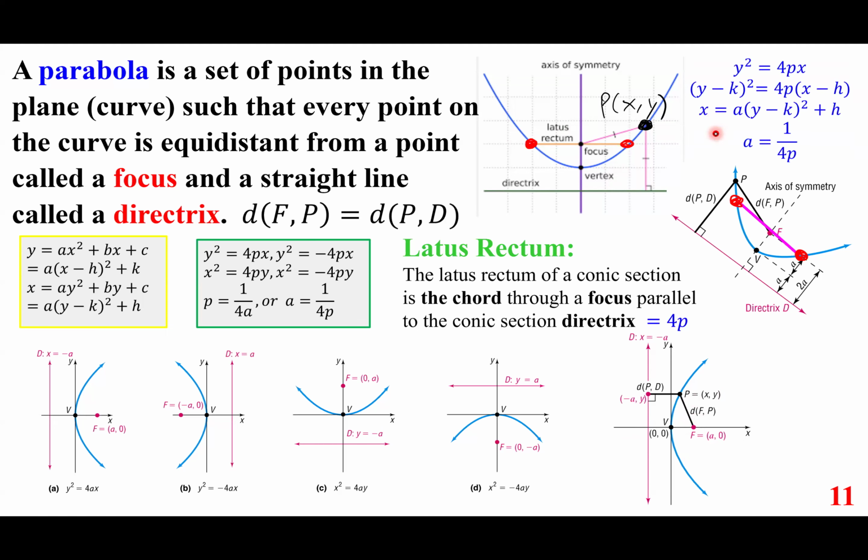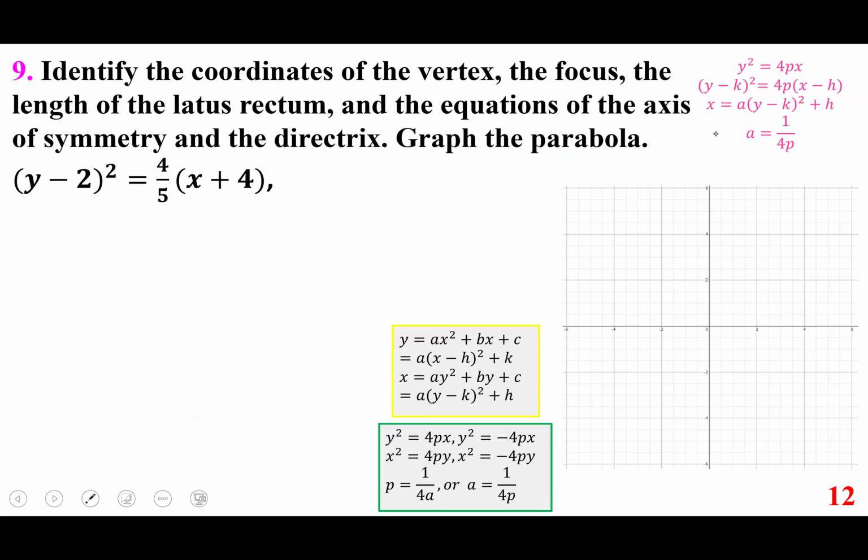So these are various forms of writing. Identify the coordinates of the vertex, the focus, the length of the latus rectum, and the equation of the axis of symmetry and the directrix, and so forth, the way it's given. By the way, you can always take it back to the format that we have seen in basic algebra.